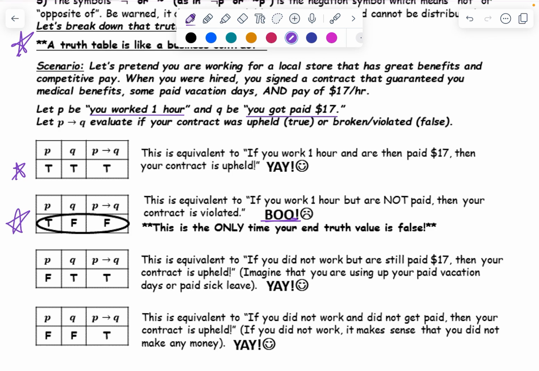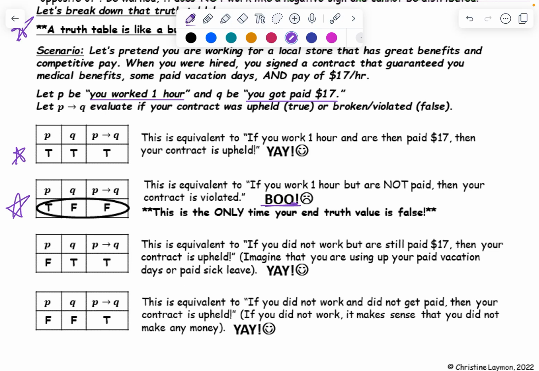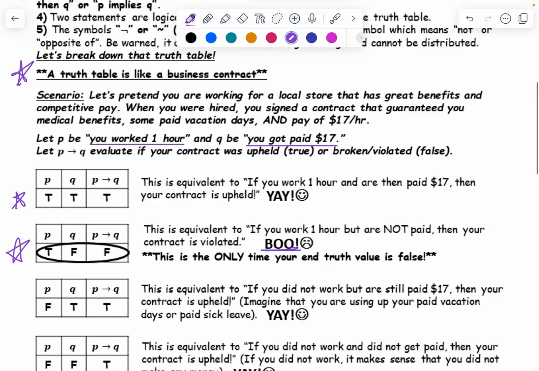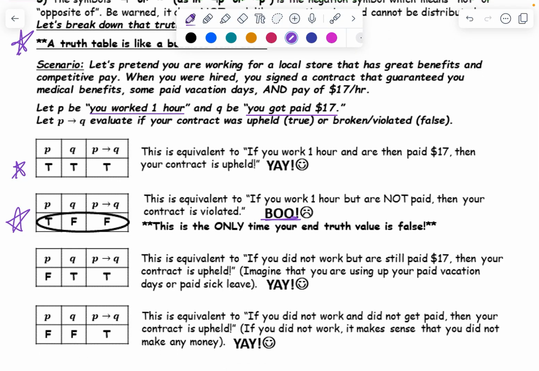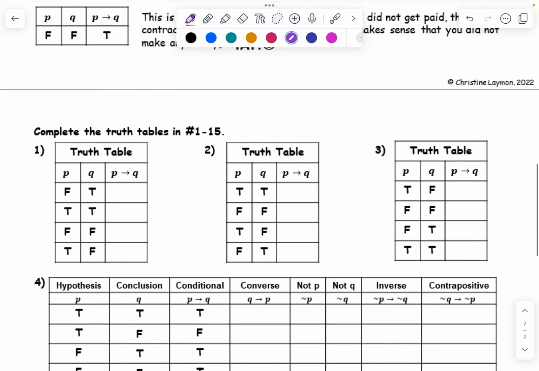But otherwise, hey, you didn't work 1 hour, but you still got paid $17. Hey, perfect. Maybe you didn't work the whole hour or something, but you still made money. Everything's good. And then obviously, if you don't work and you don't get paid, well, it makes sense that you didn't get paid if you didn't work. So this is what we need to remember. You only need to remember that one thing, and that is when it's true, then false. If your hypothesis is true and your conclusion is false, then it's false. Otherwise, it's true.